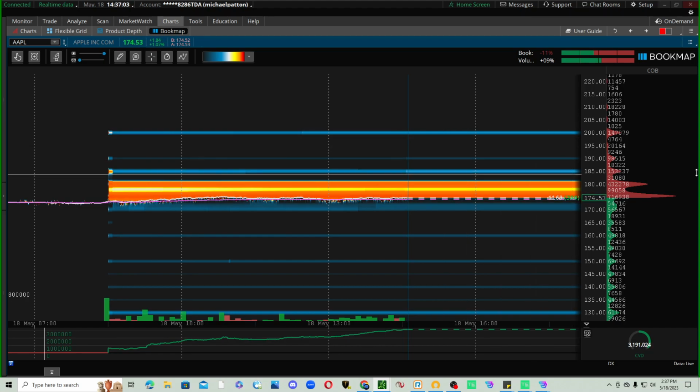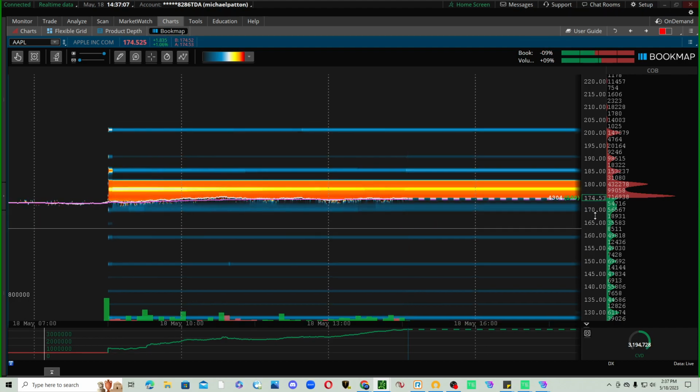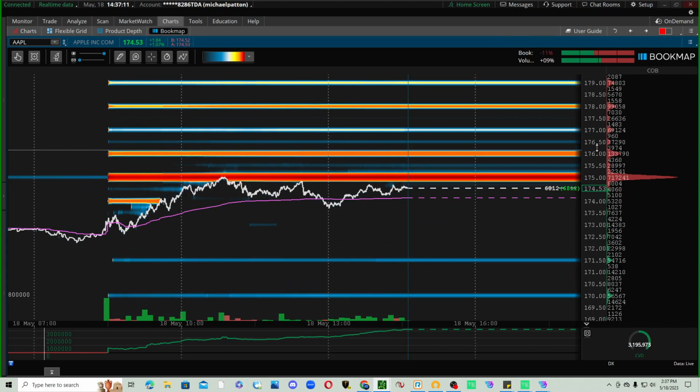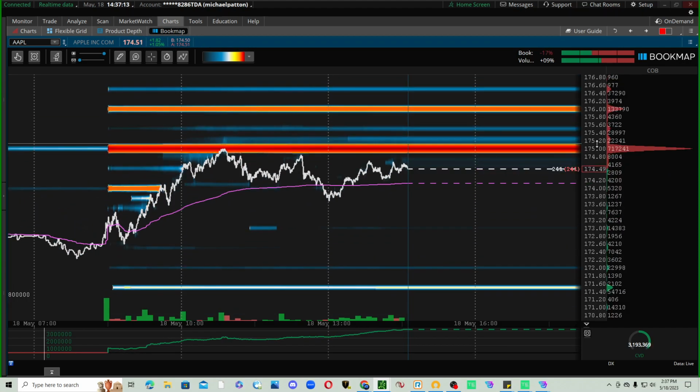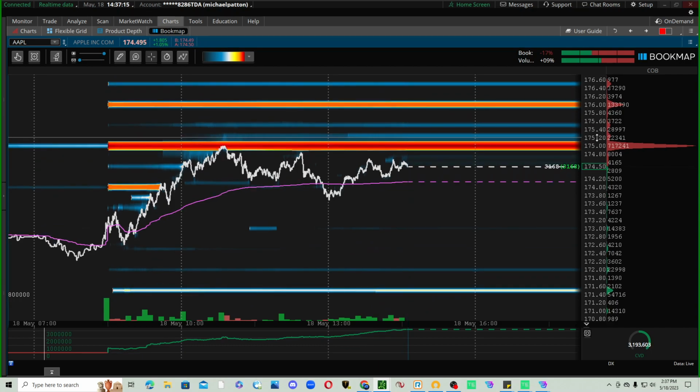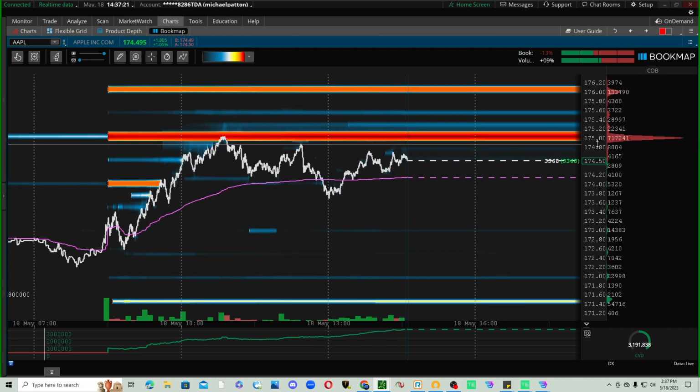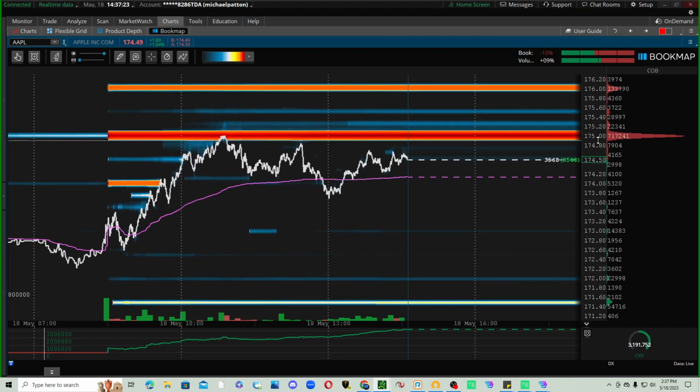Everybody follow? Okay. So if I stretch this out, I only want to look at what's nearby. I don't really care about 180 unless we're getting close to 180, but it is nice to know it's there, right? So this is roughly where we are today.